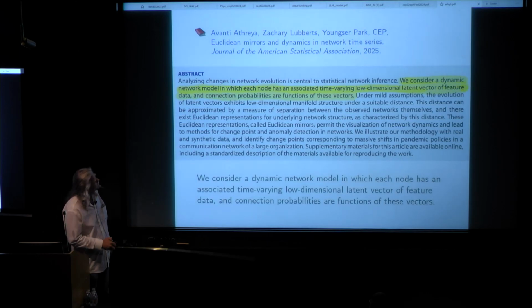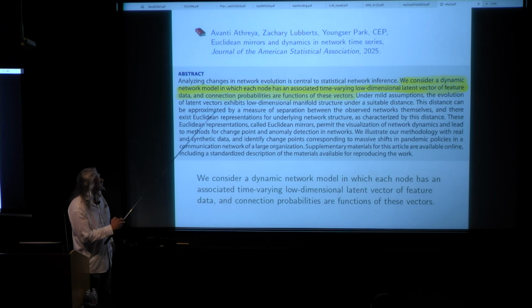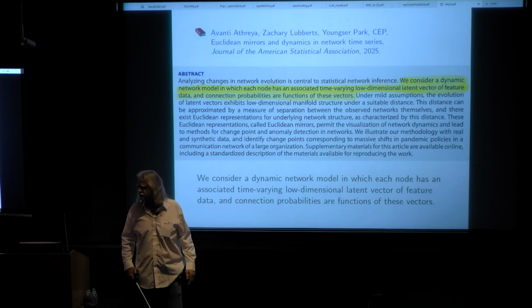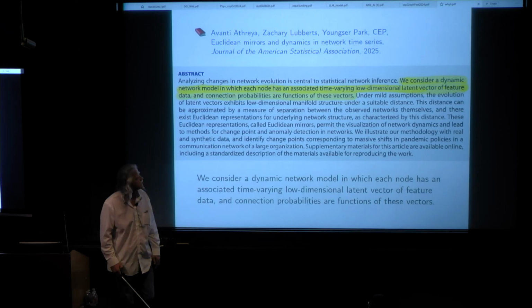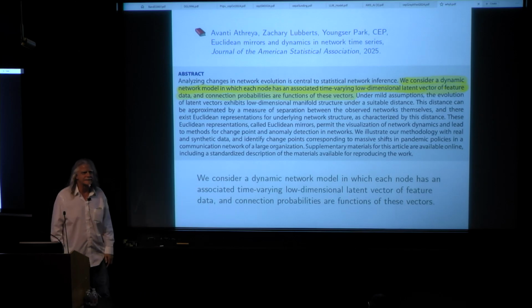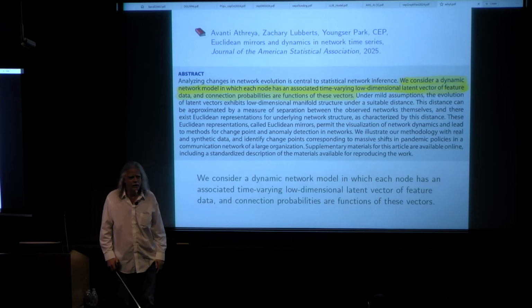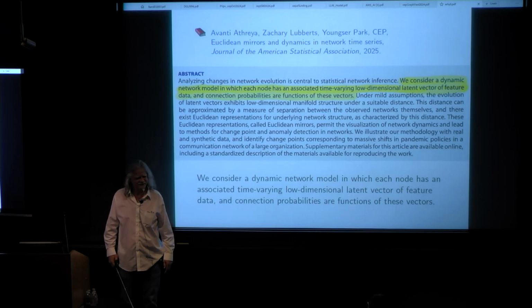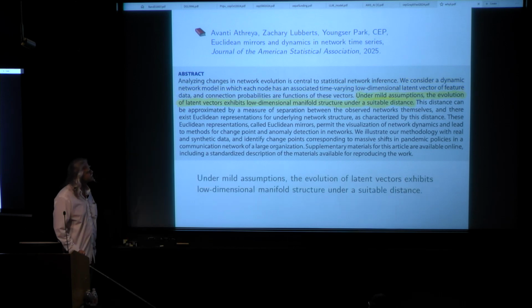So we consider a dynamic network model. Each vertex in the network has an associated time-varying, low-dimensional, latent vector of feature data, and the connection probabilities are functions of these latent positions. So that's a pretty yellow sentence, but it's a standard thing to do if you want to do inference using eigendecompositions, and by God, do I want to do inference using eigendecompositions. So that's what we just go ahead and assume.